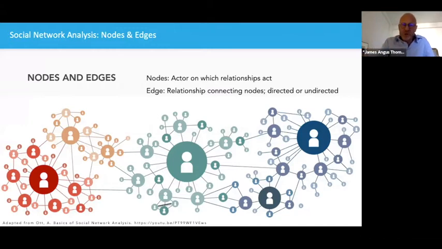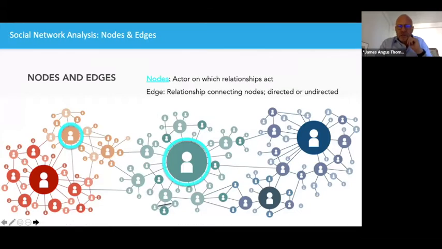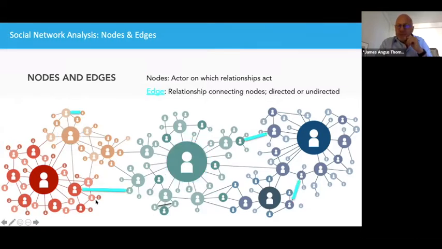So, nodes. These are the actors or the accounts upon which these relationships that we're showing by the lines or curves act. And the edge is the relationship between those nodes, which I've just shown you, directed or undirected. So these are nodes, okay? And often, well, we'll come back to the size of the nodes. And these are the edges, right? The connections between those two nodes.